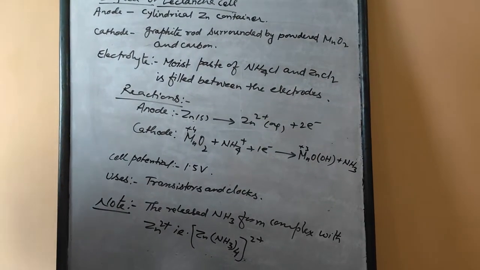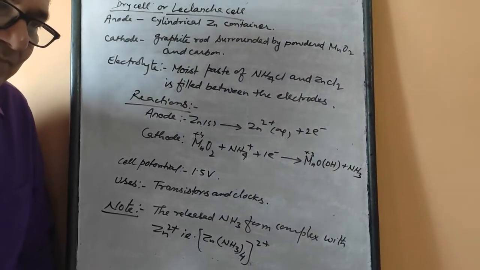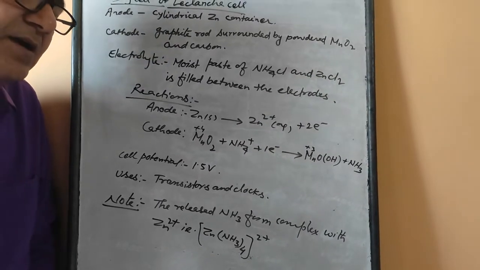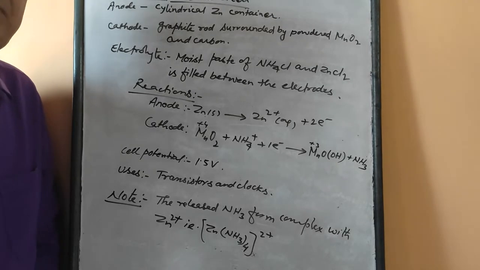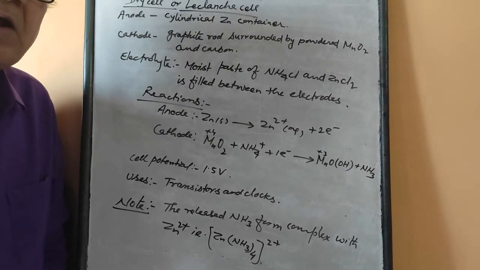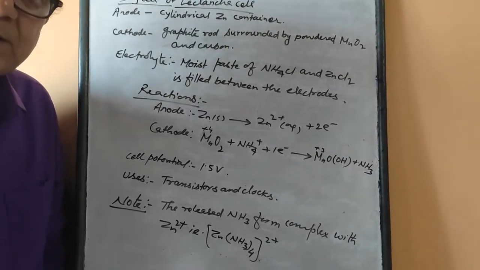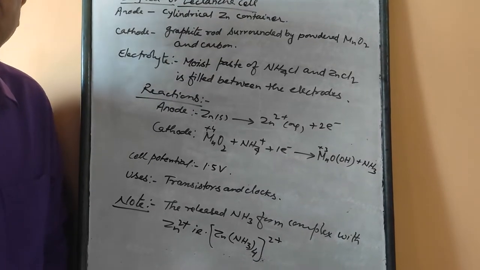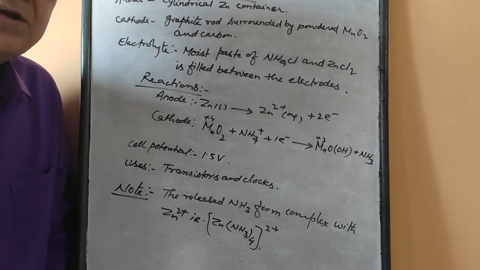Now the next question, listen carefully. I am giving the language only. Please write: why does a dry cell become dead after some time, even when it is not in use? I am repeating the question: why does a dry cell become dead after some time, even when it is not in use?